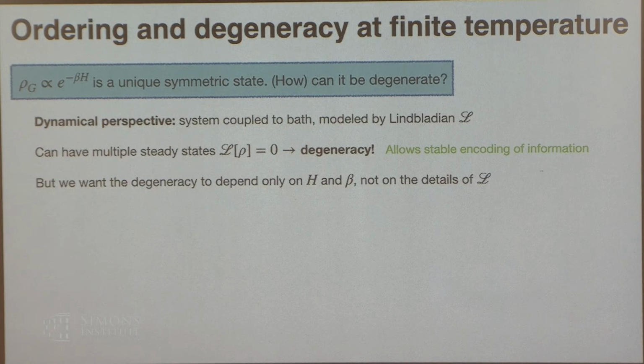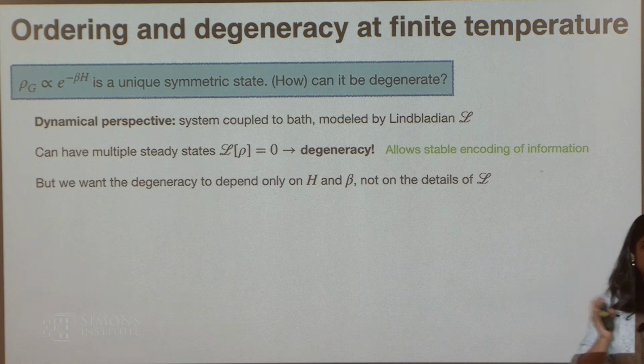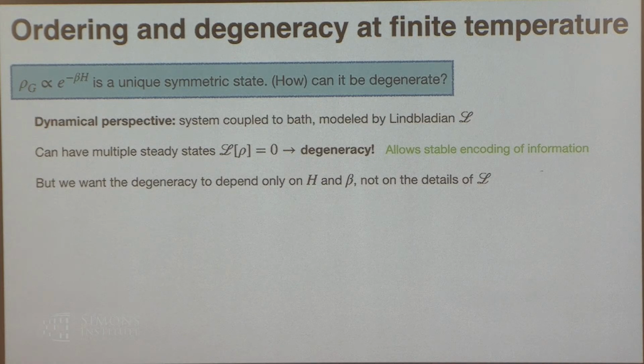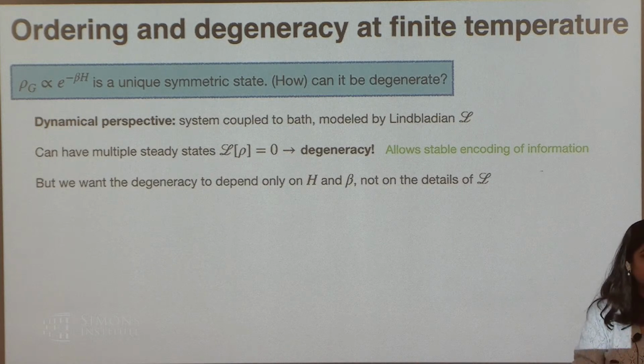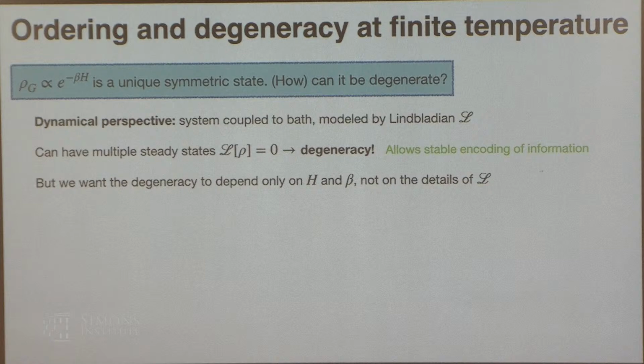Okay, so in this dynamical perspective, we have in mind some system again, and now it's coupled to some bath, which is modeled by some Lindbladian L. The details of this Lindbladian won't be important. You should just think of it as some kind of local detailed balance obeying dynamics for now. And now the question is, can this Lindbladian have multiple steady states? I want it to have multiple steady states, again, in the limit that the system size is going to infinity. So it might have approximate steady states whose lifetime is, again, exponentially diverging with system size. And that's the relevant degeneracy that I'm talking about.